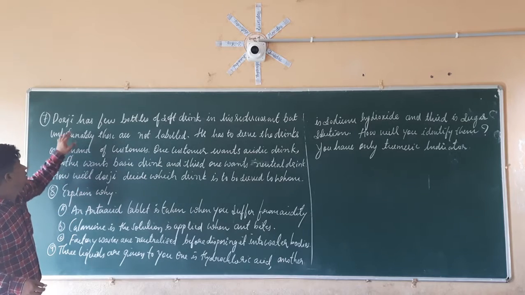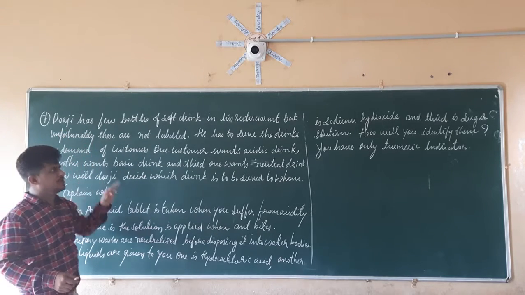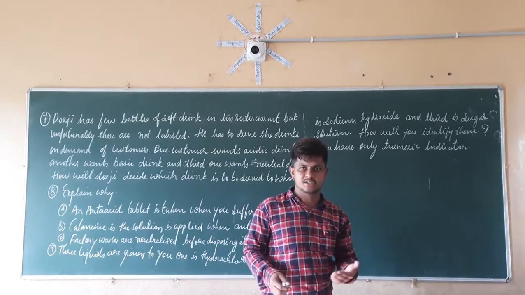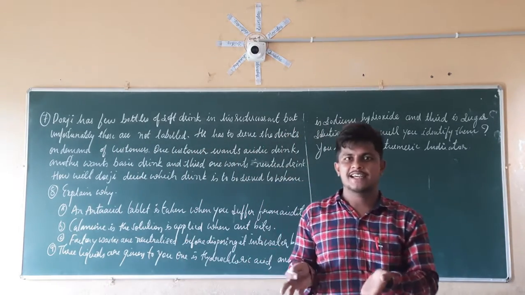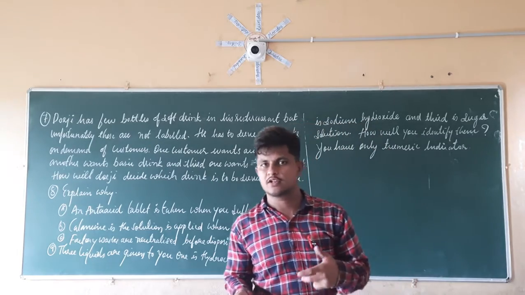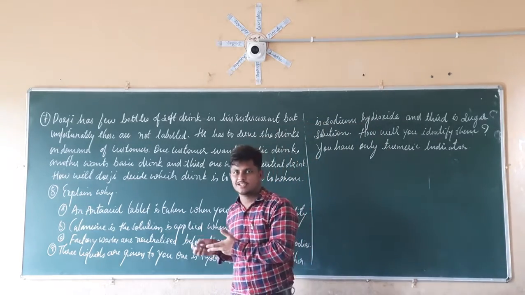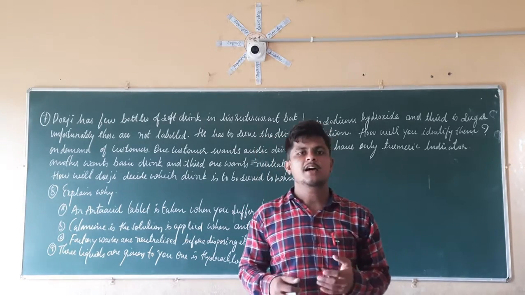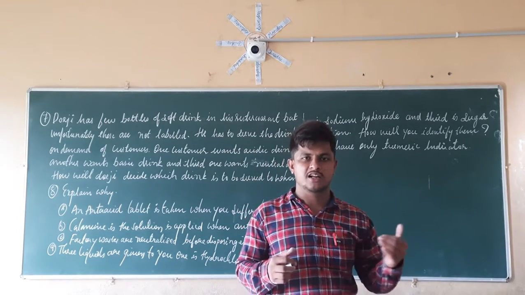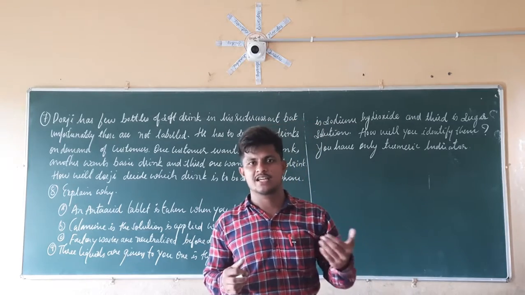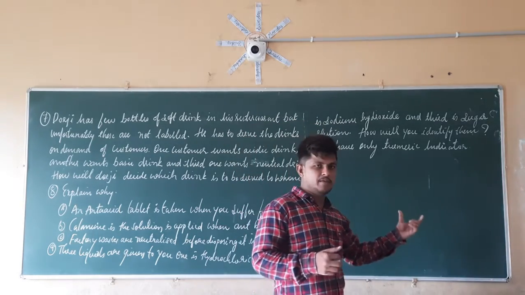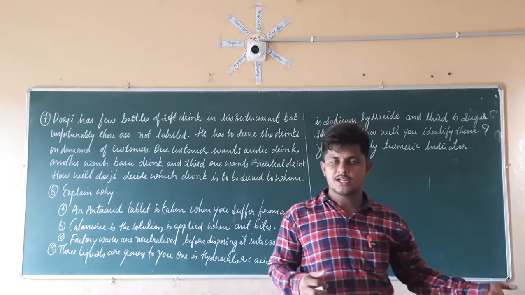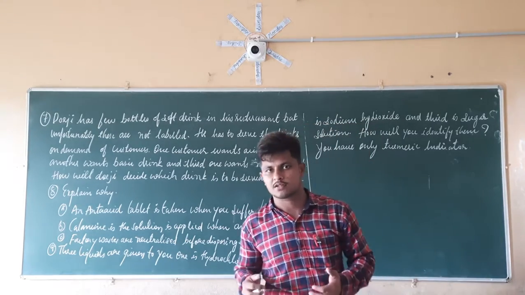So Dorsey has a few bottles of soft drinks in his restaurant. Those bottles are acidic, basic and neutral in nature. We know that those drinks have acidic, basic and neutral nature, but unfortunately those are not labeled. So the label is not there, like this is the bottle of acidic nature, this is the bottle of basic nature and this is the bottle of neutral nature. Those labels are not there on the bottles.